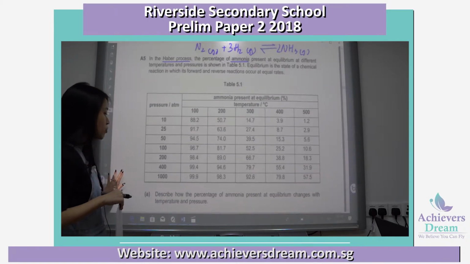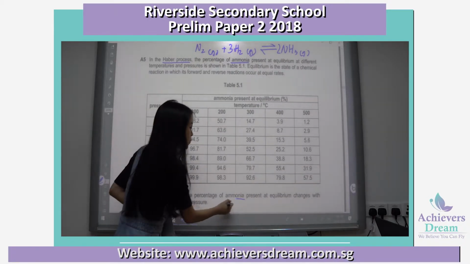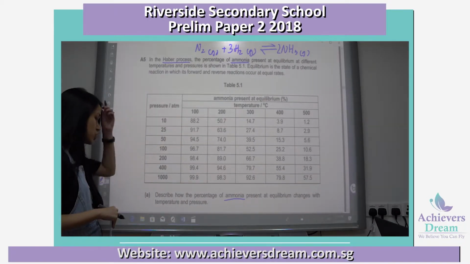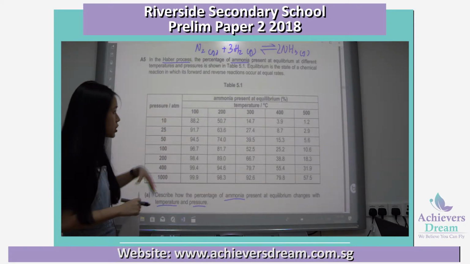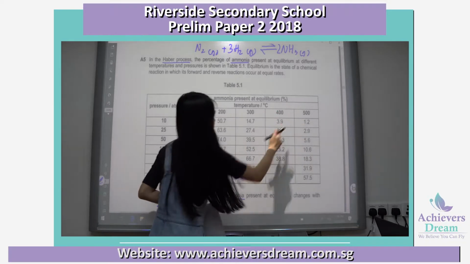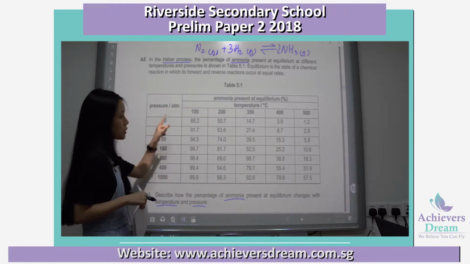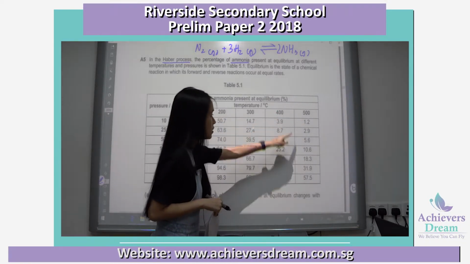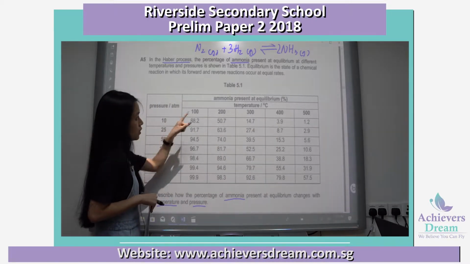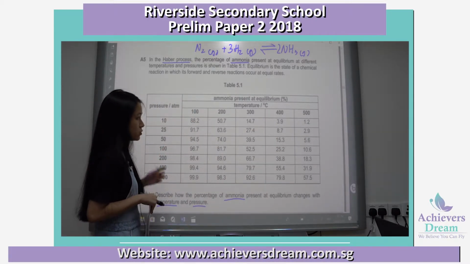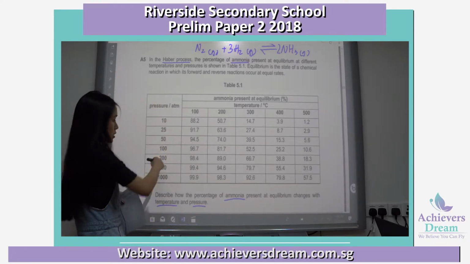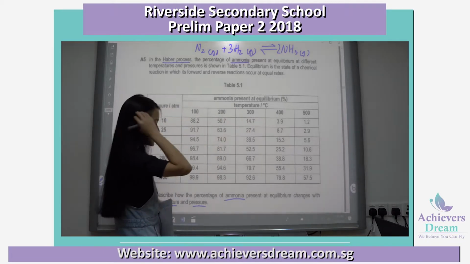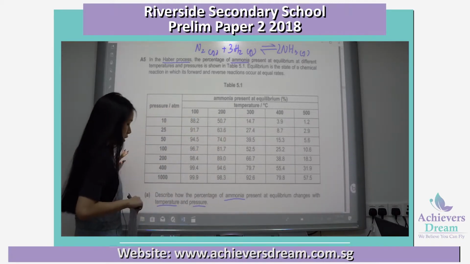Describe how the percentage of ammonia present at equilibrium changes with temperature and pressure. So let's take a look at temperature. What do you notice when the temperature increases? When the temperature increases, we notice that the ammonia that is produced will decrease, correct? But what happens to the pressure? When the pressure increases, the percentage of ammonia will also increase.